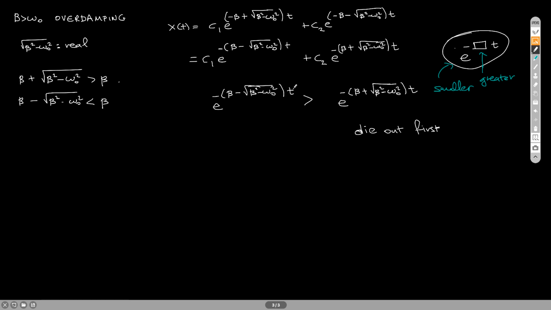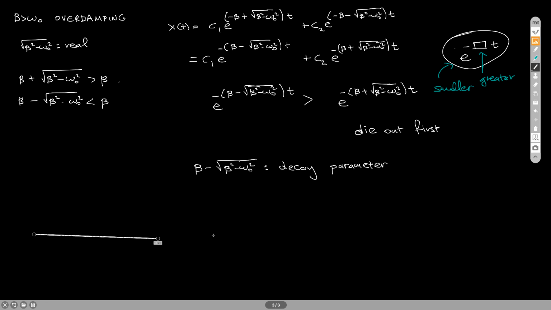And this is the reason why we call zeta minus the square root of zeta squared minus omega naught squared the decay parameter, because this parameter controls how fast the oscillation, how fast the motion goes to zero.